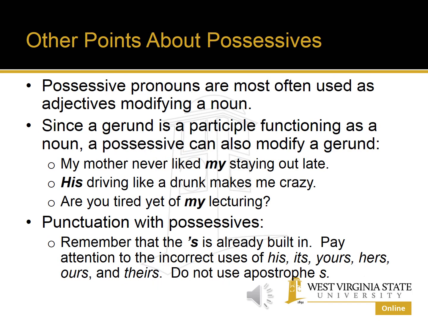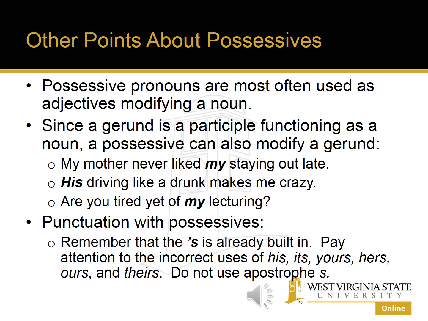I want to make a couple other points about possessives that are problem areas. But first, let me note that possessive pronouns are most often used as adjectives modifying a noun. We don't often use the pure possessive pronouns as pronouns in English. It's a little bit more formal. But since a gerund is a participle functioning as a noun, a possessive can also modify a gerund, and this is a common mistake that people make.